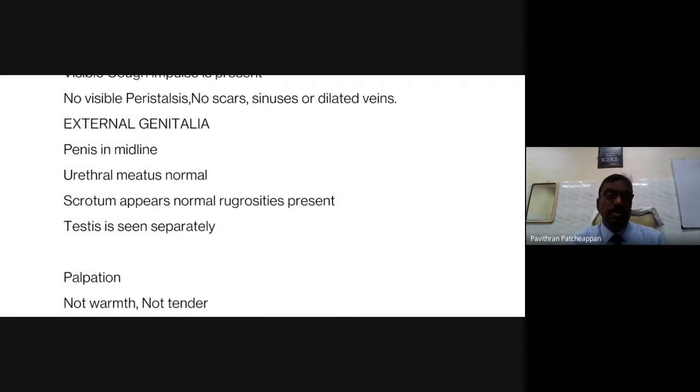Okay. So the point I want to stress here is when you are presenting an inguinoscrotal swelling, you should mention this. You should not leave this out. Whether the testis is seen separately or not, you should mention in your presentation. Okay? Right. Okay. Next.